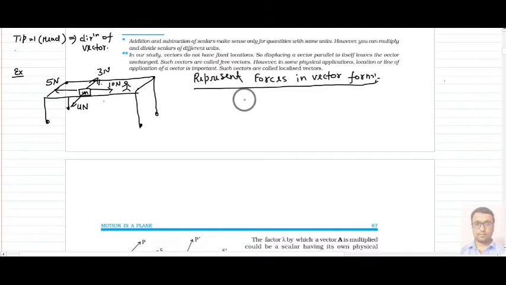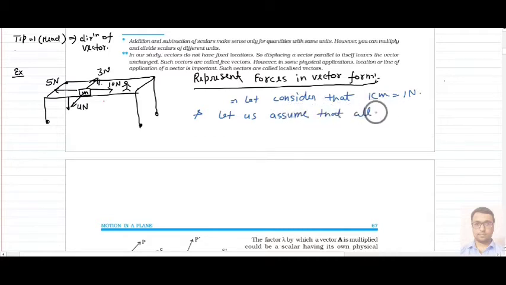To represent forces in vector form, we first have to consider a scale. Let's consider that 1 centimeter equals 1 Newton. And we have to consider direction also. Let us assume that all four conventional directions are according to this system.